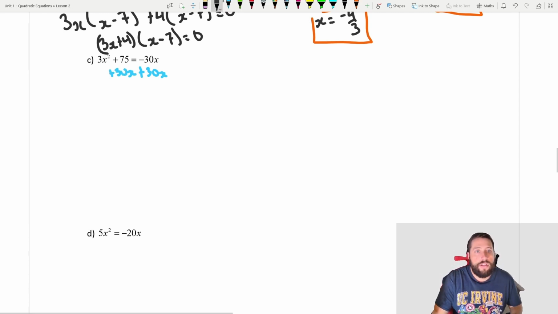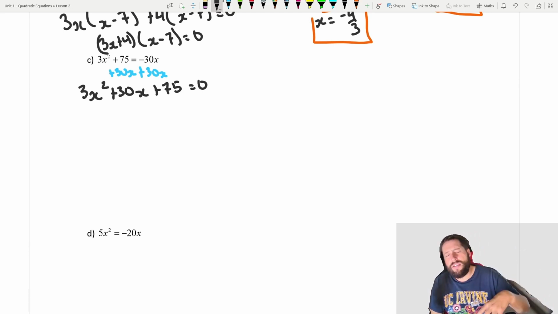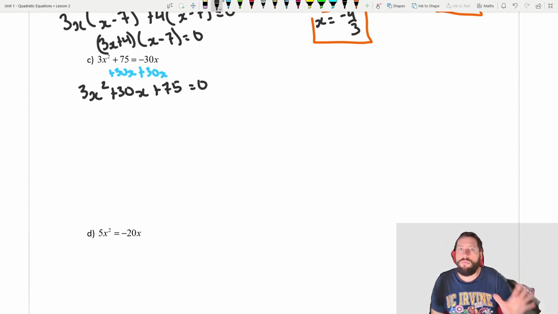Okay. So adding 30x to both sides, we get 3x squared plus 30x plus 75. Okay, that's all equal to 0. Now, each of these have a greatest common factor. So before we even start to factor using decomposition, let's factor out the greatest common factor first.